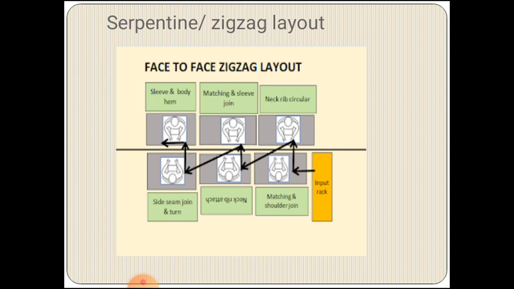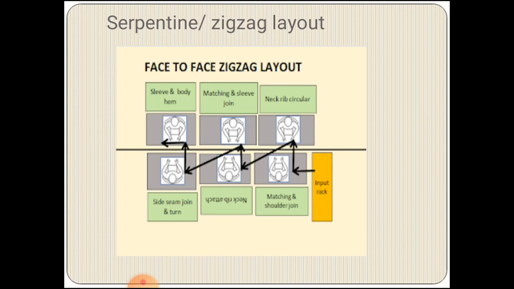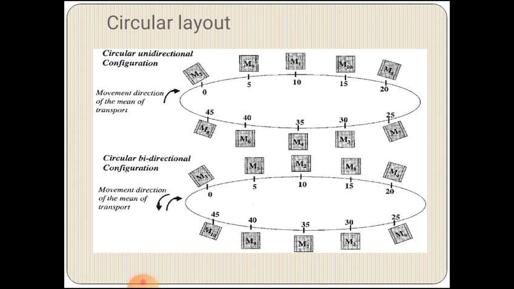Students, keep in mind that machineries are not arranged in a zigzag way, but whatever product is manufactured, the direction of movement is a zigzag. As I told, there is no backward movement, so materials move in a zigzag way. It may be left to right, or up to bottom, or bottom to up, but in a zigzag direction. And then circular layout.